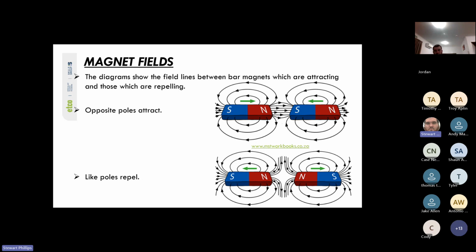And the like poles down the bottom repel each other. If you can see, the magnetic lines are both trying to come out of the North Pole. And as they come out of the North Pole towards the other North Pole, they hit each other and deflect. That deflection force, as we try to push it together, is what's stopping us from pushing those magnets together.